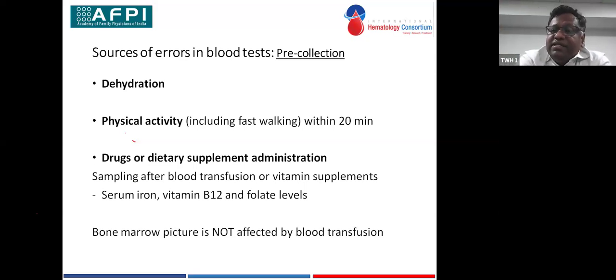However, the important thing is usually this does not affect the bone marrow.